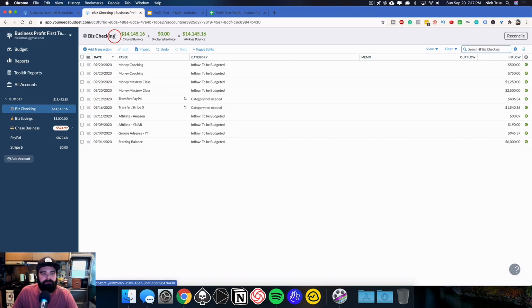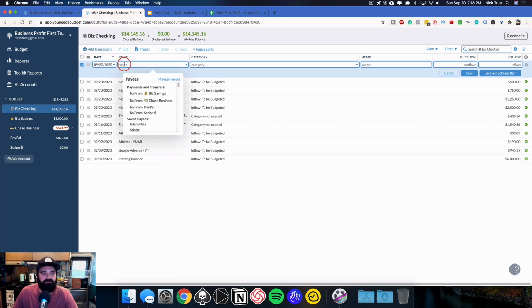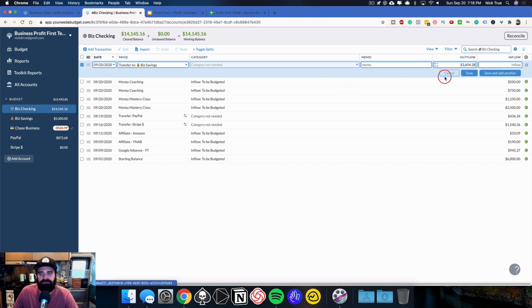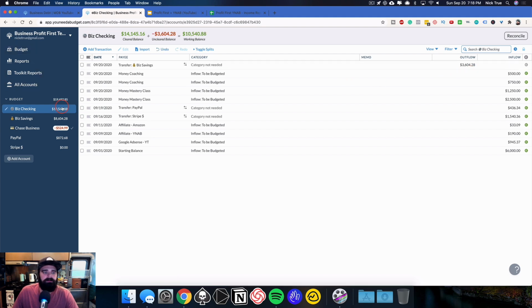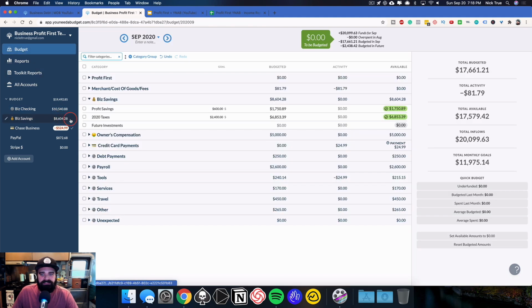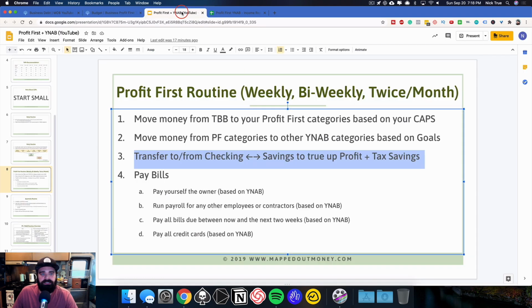Now in YNAB, of course, it'll show up like this. To from biz savings, no category needed, an outflow from the checking to the savings. Done. And now this business savings matches this business savings group. That's the third step in our Profit First routine. The last step is to just pay your bills.